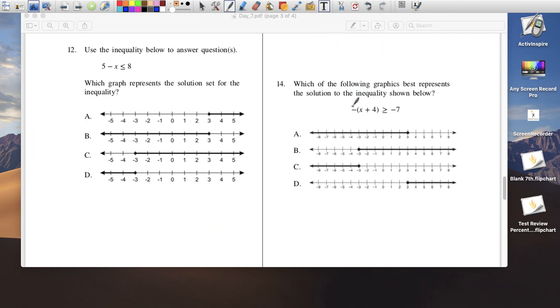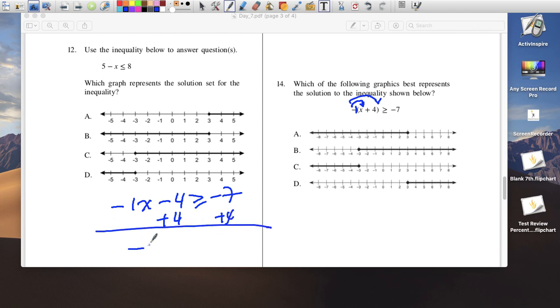Again, the same thing, very repetitive, this one. So distributive property, and make sure there's a 1 here. Negative 1 times x is negative 1x. Negative 1 times 4 is negative 4, and greater or equal to negative 7. So again, very similar to the previous problem. So we're going to do plus 4 on this side. I'm going to get negative 1x greater than or equal to negative 3, negative 7 plus 4.